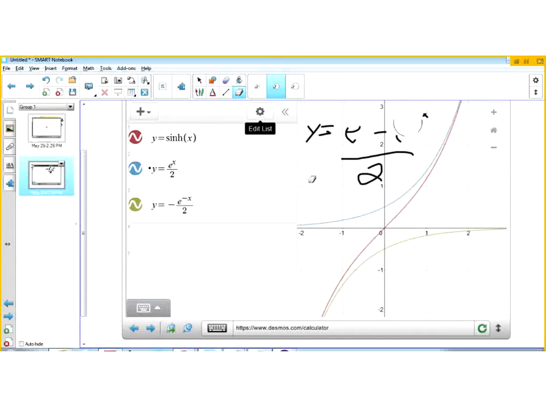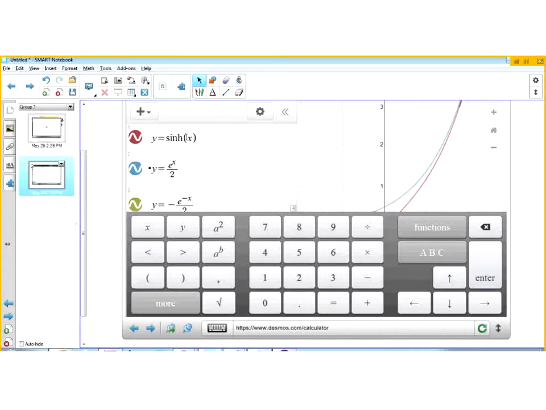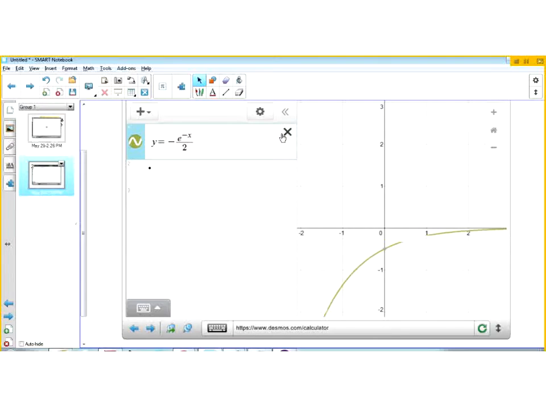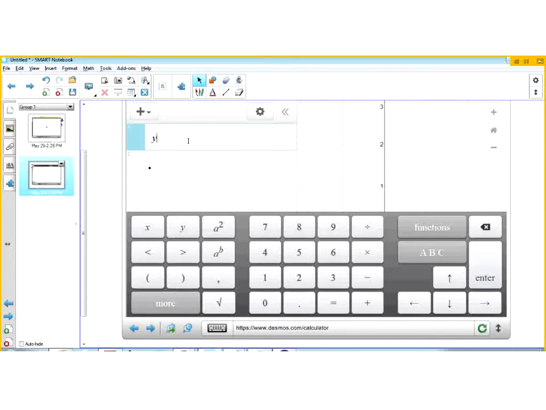All right, so let's talk about the hyperbolic cosine function, or the cosh function. Let's get rid of all these. And so I will go y is equal to cosh, hyperbolic cosine of x, and that will be shown in blue.